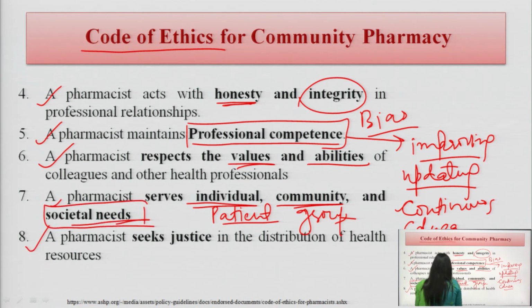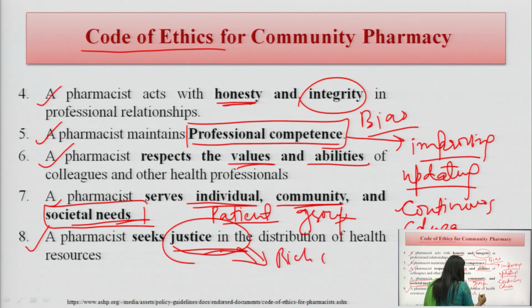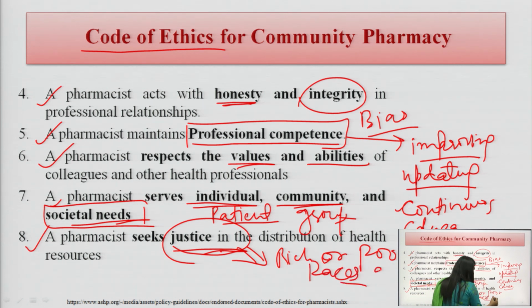Point number eight, a pharmacist should seek justice in the distribution of health facilities. This point says that justice in the distribution of health facilities means the drug should be given on an equal basis to the rich as well as the poor, with no discrimination on the basis of race or gender. So there should be equity in the distribution of health facilities. These are all morals a pharmacist should have.